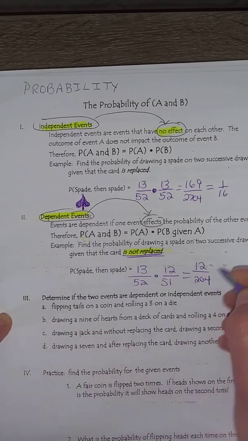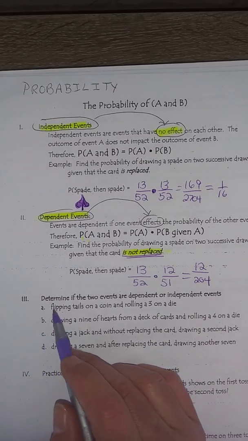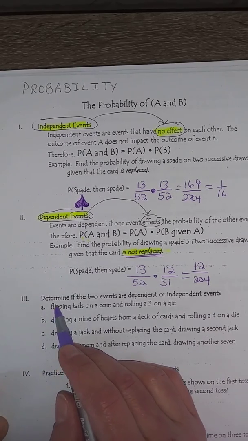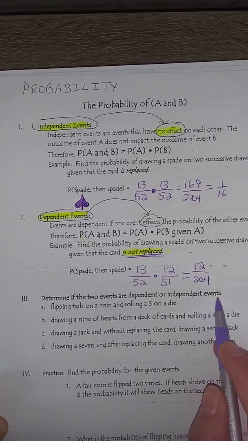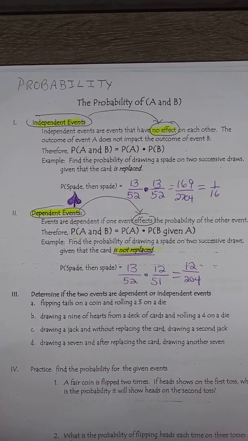But this is a technological age, so let's just go right to the calculator. Why walk when you can drive? So number 3, determine if the two events are dependent or independent events. Normally, if I was in class, I would just say shout out I or D.